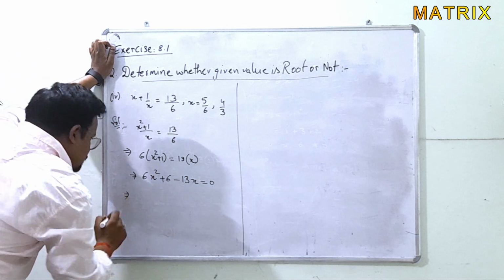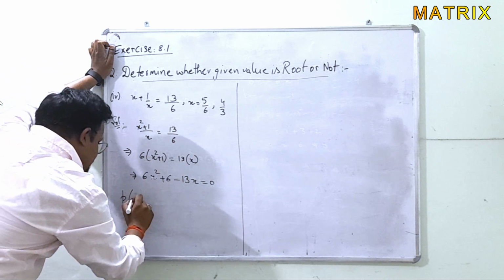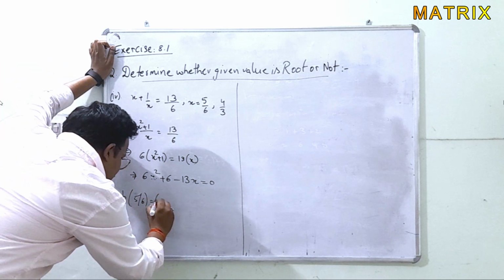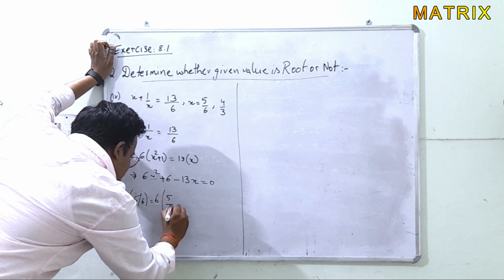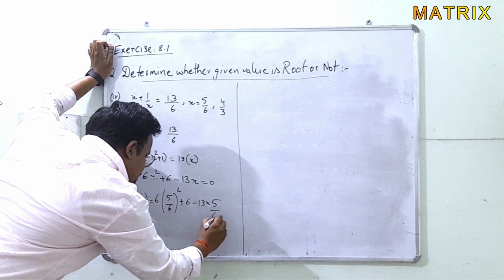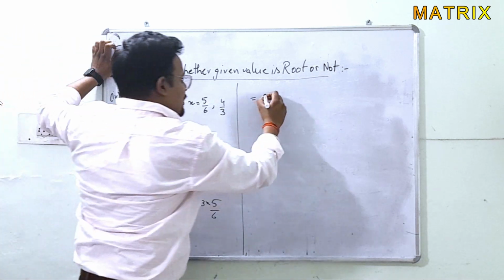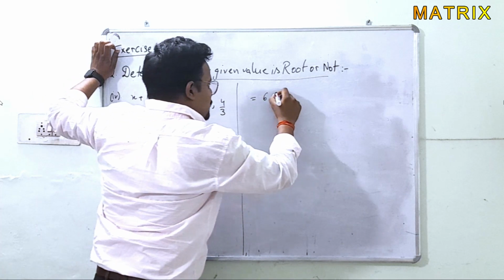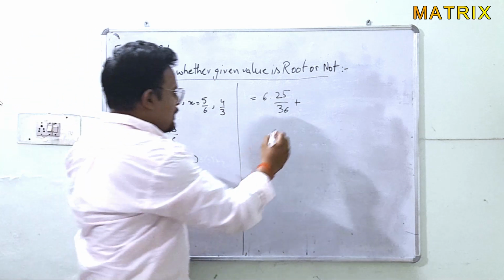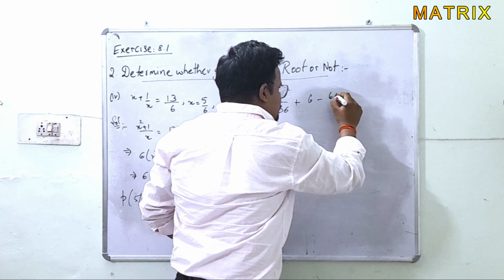What will I get? So this is P of 5 by 6. When I put this, it will be 6 multiplied by (5/6) raised to power 2 plus 6 minus 13 multiplied by 5/6. Clear? So when I check it, it will be equal to 6 multiplied by 25/36 plus 6 minus 65/6.